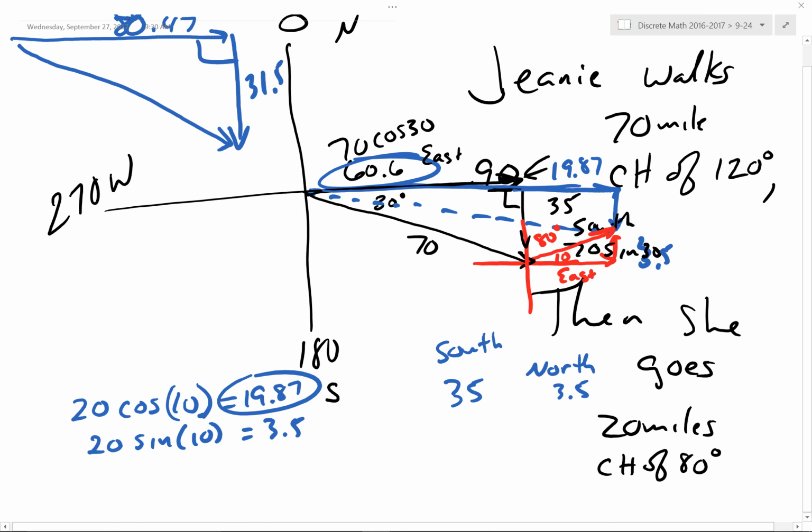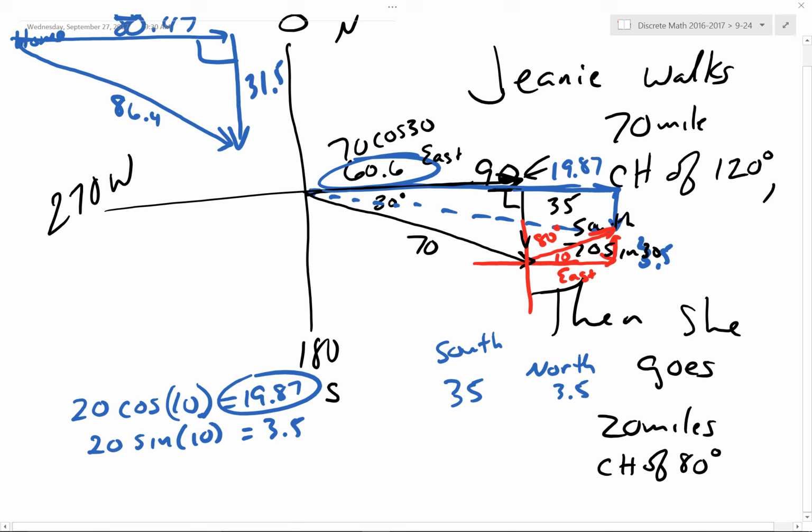So 80 squared plus 31 squared is 86.4. What does that mean? That means she's 86.4 miles from where? From home, which is where we started, correct?